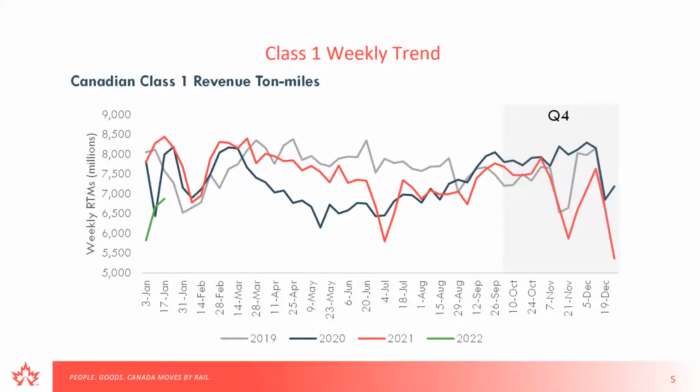So the numbers are quite low there. Notice that the axis does start at 5,000, so it's not like it's plunging to zero, but quite a significant impact on Q4. Just for total numbers, Q4 2021 revenue ton miles were 11% below 2020 and 5% below 2019 levels. All right, next.